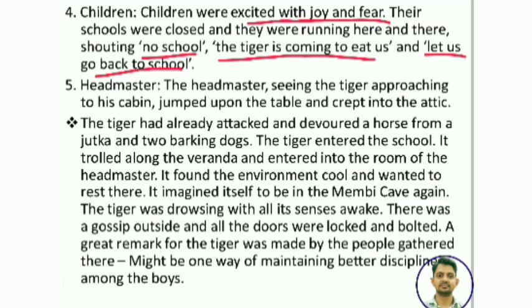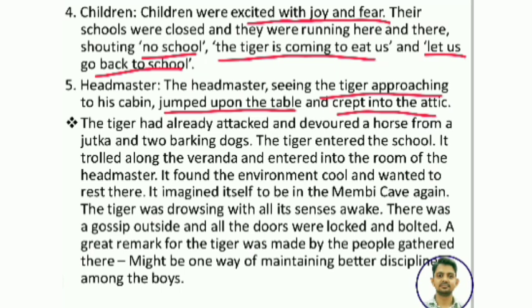Now the headmaster. The tiger entered the school, following the children. Some children entered the school, so the tiger also did so. While walking in the veranda of the school, it entered a room, and that was the headmaster's room. The headmaster, seeing the tiger approach, what did he do? He jumped upon the table and crept into the attic above his room.